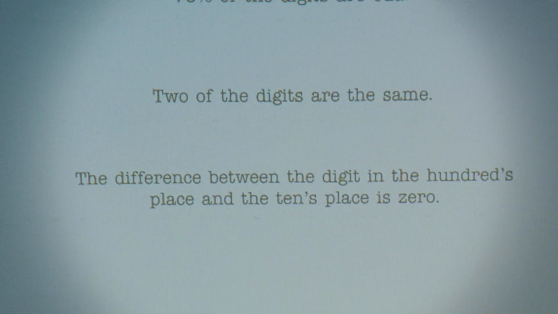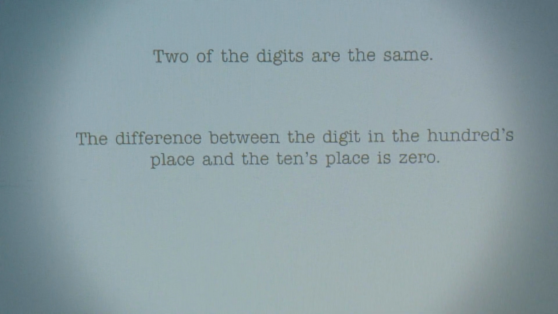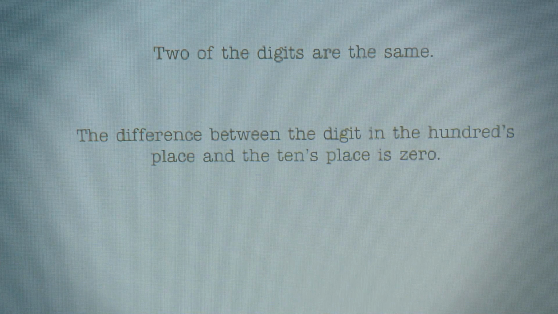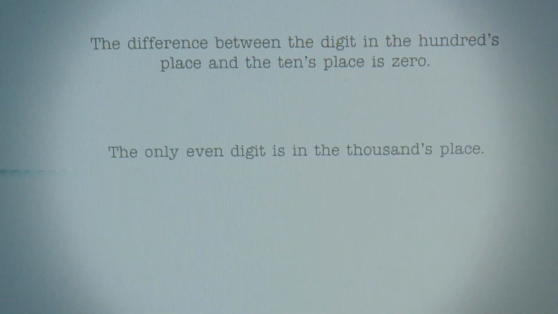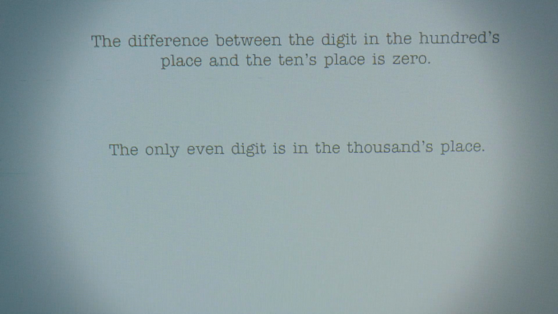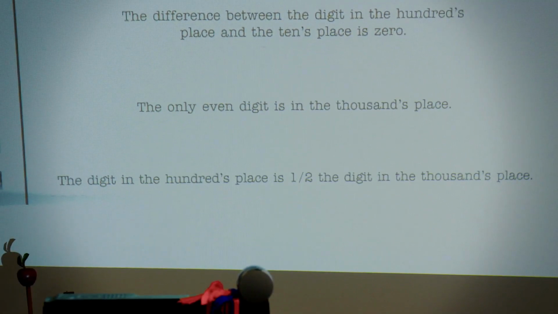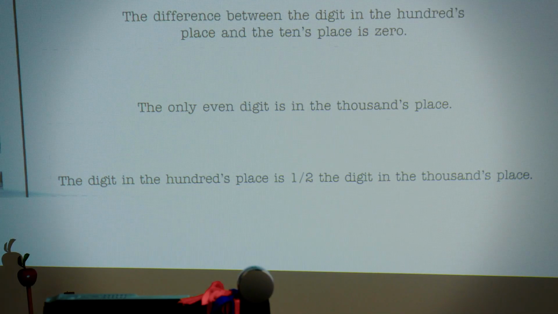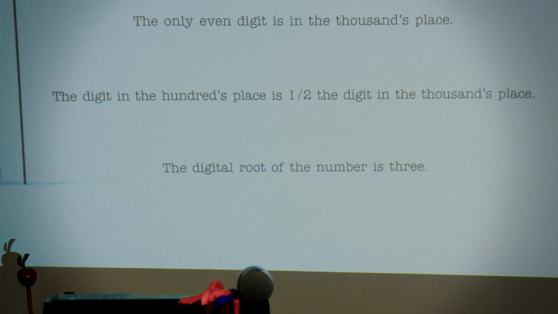Here's another one of those difference clues. The difference between the digit in the hundreds place and the tens place is 0. What's that tell you? Well, think about the previous clue. 2 of the digits are the same. If you're talking about the same 2 digits, what's the difference between them? So you now know what's in the hundreds place and the tens place has to be the same digit. The only even digit is in the thousands place. Well, that's interesting information. The digit in the hundreds place is half the digit in the thousands place. That's asking them to think algebraically. So the more information that I reveal, the more adjusting students do.